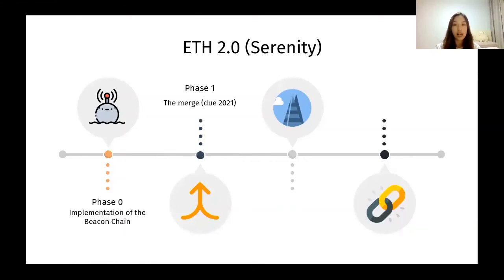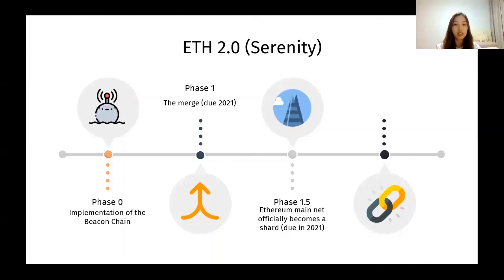So the network is expected to launch with 64 shards, which means enabling 64 times more throughput than Ethereum 1.0. But at launch, they won't support accounts or smart contracts yet. And then we have phase 1.5, an interim update also due this year, and we'll see the Ethereum mainnet officially becoming a shard and transitioning to proof of stake.